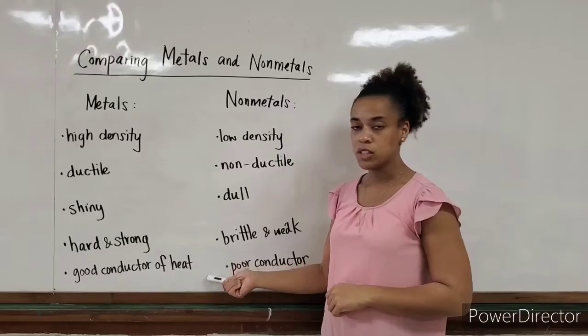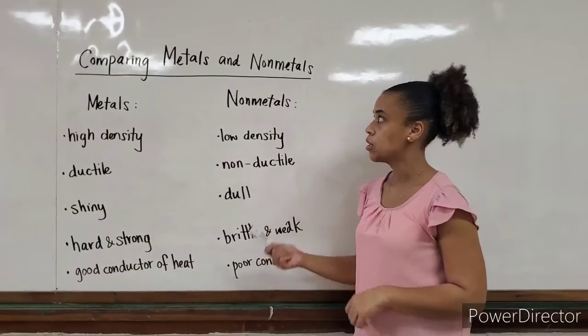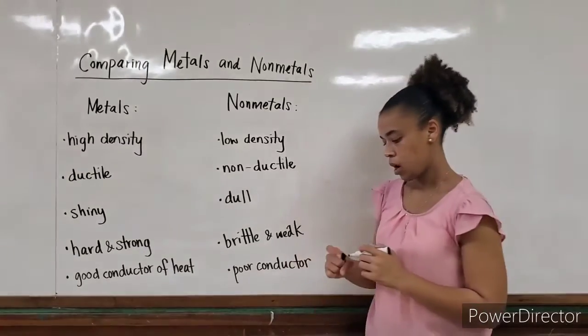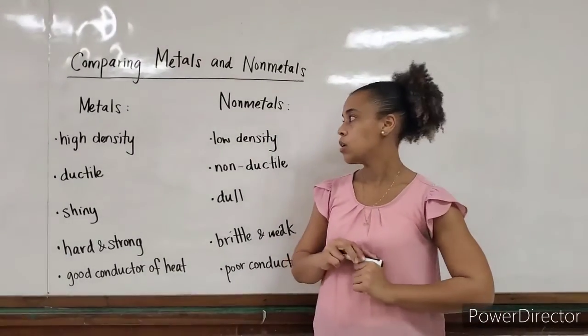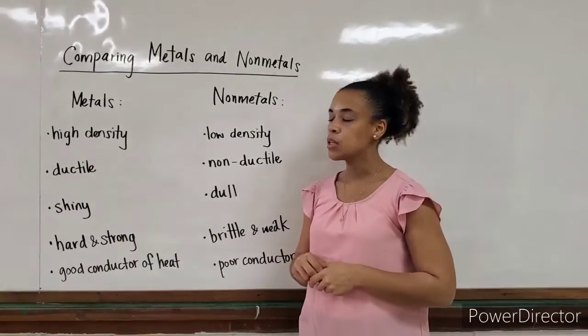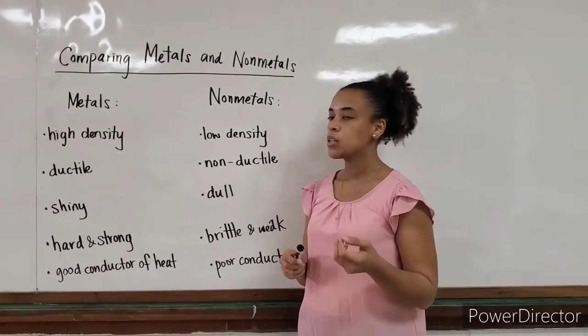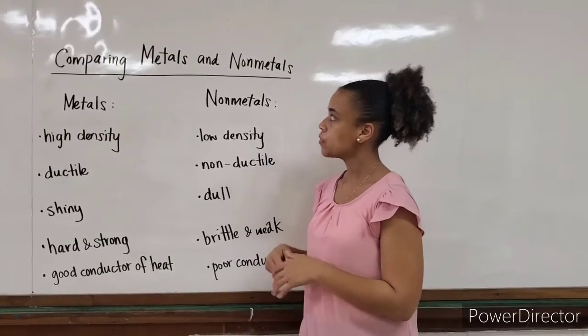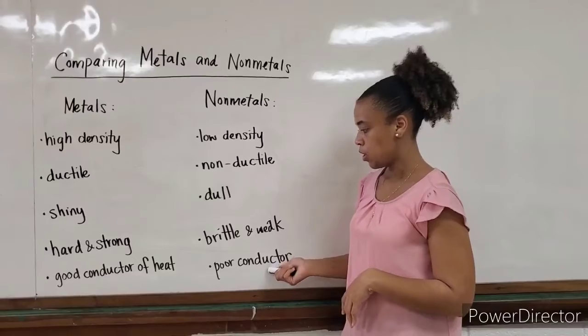Metals tend to be good conductors of heat and electricity. In the case of nonmetals, they are poor conductors of heat and electricity. So generally you'll find that metals are used in terms of piping, they are used to carry current, and they are used if you're cooking. Nonmetals will not tend to be good for this.